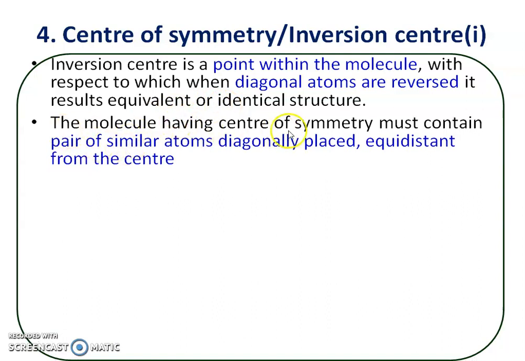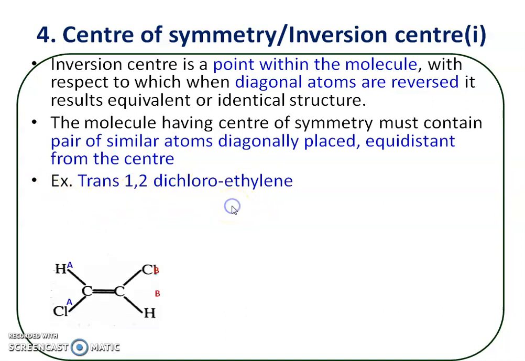So here the molecule having a center of symmetry must contain a pair of symmetric atoms diagonally placed, equidistant from the center. Again, take an example of trans 1,2-dichloroethylene. So trans 1,2-dichloroethylene contains an inversion center.